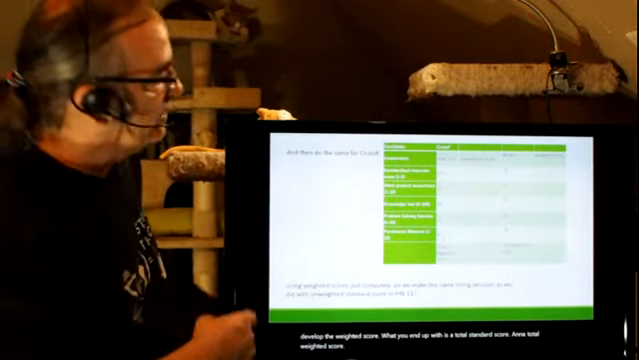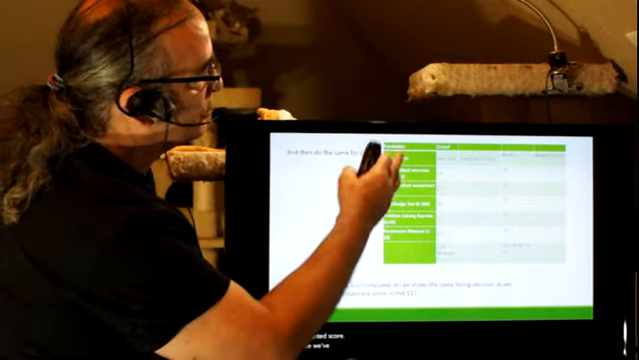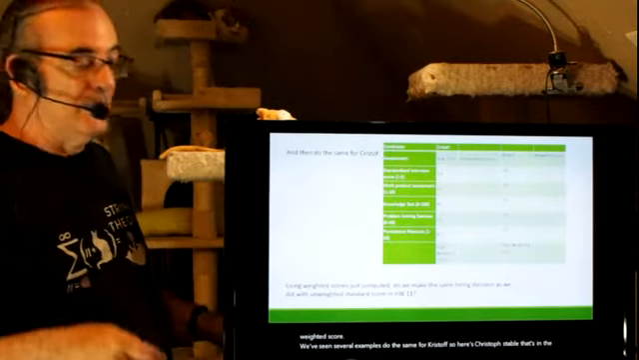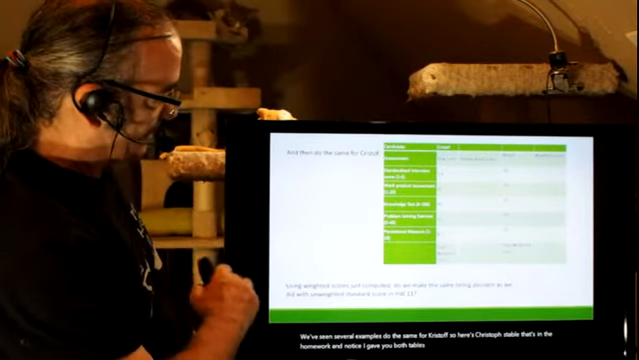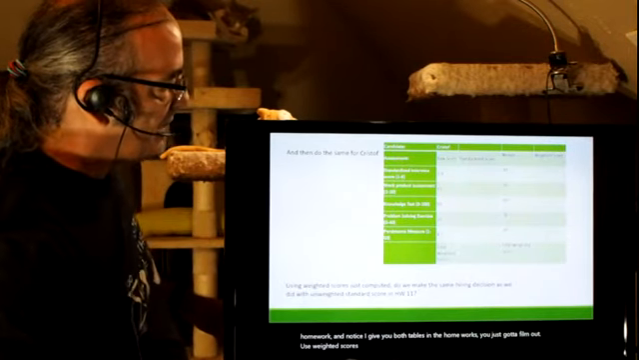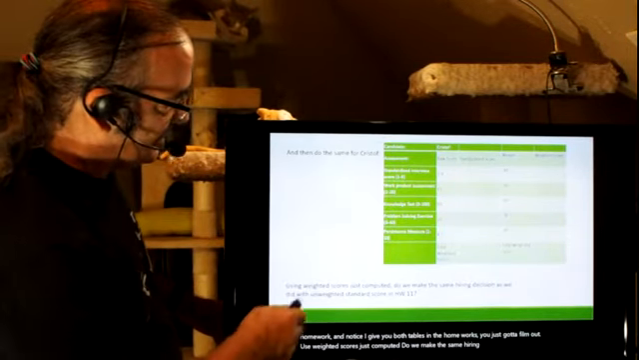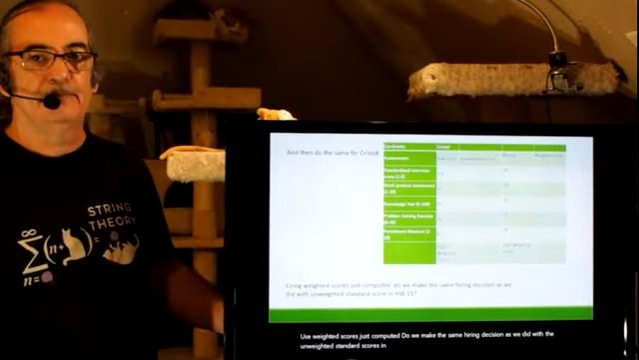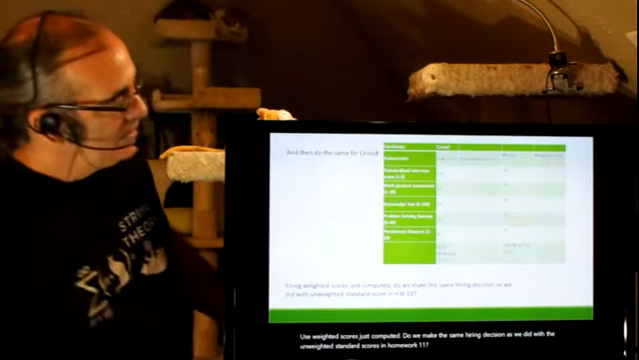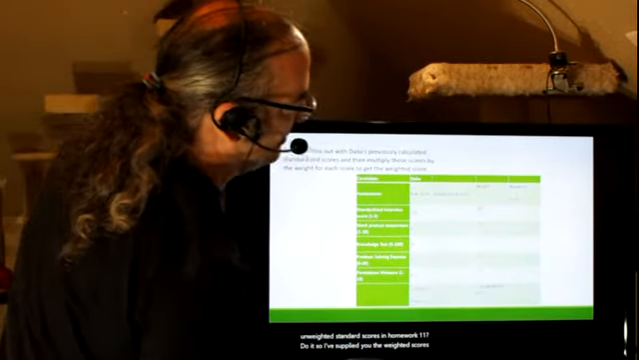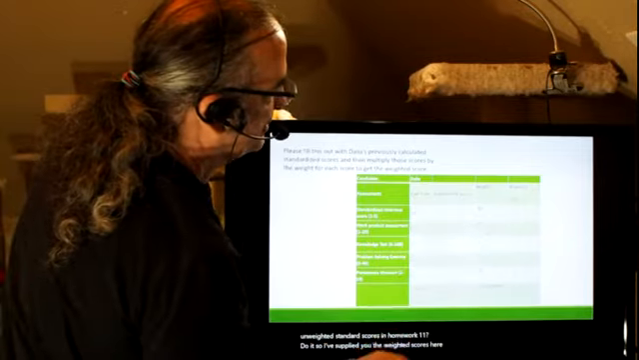Like we've seen in several examples. Do the same for Christoph. So here's Christoph's table that's in the homework. And notice I give you both tables in the homework, so you just have to fill them out. Use the weighted scores just computed. Do we make the same hiring decision as we did with the unweighted standard scores in homework 11? Do we? So I've supplied you the weighted scores here. Just work through the math, right? So this is the Dahlia example.